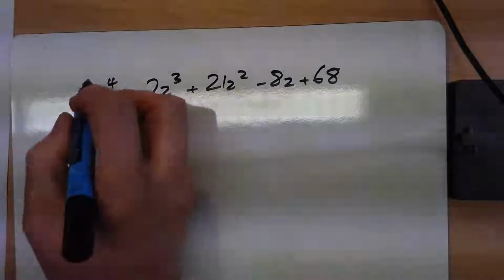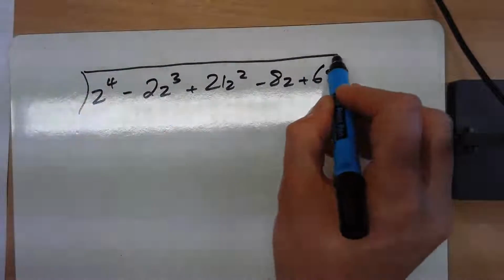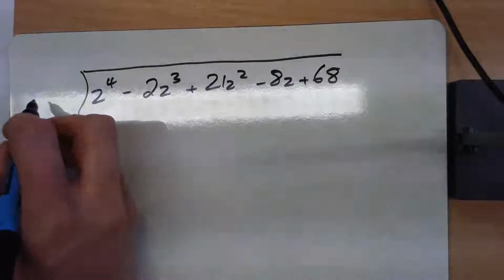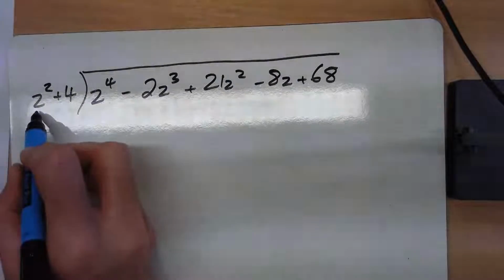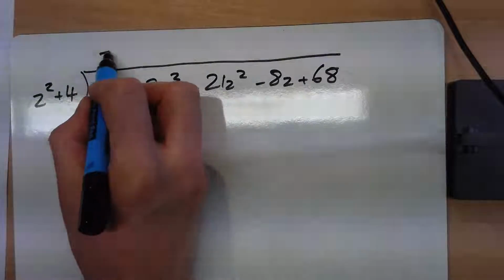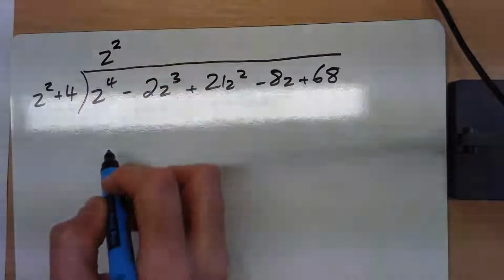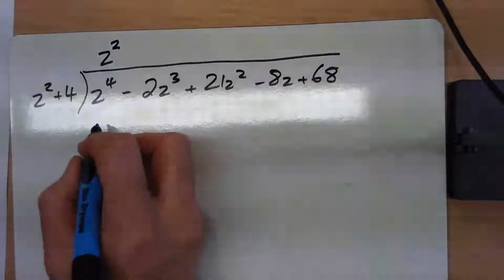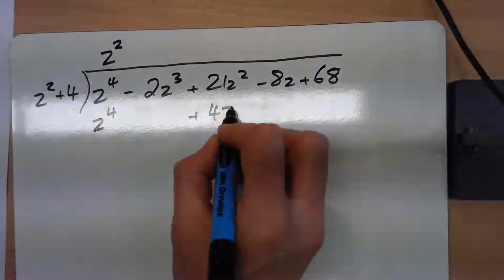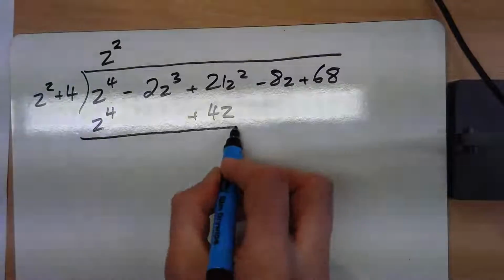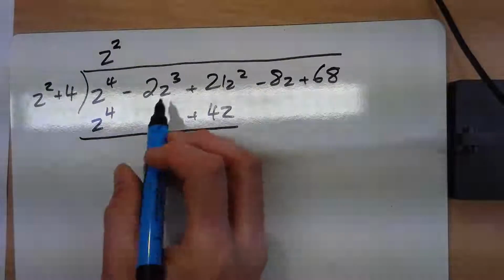Last one. Okay, I'll do a long divide for this one then. I'm dividing this by z squared plus 4. So my first thinking is that z squared times z squared gives z to the 4, that gives me z to the 4 plus 4z squared. We take them away. That takes away that, it's gone. That's why we did it.